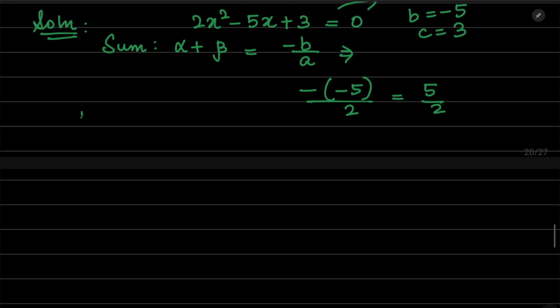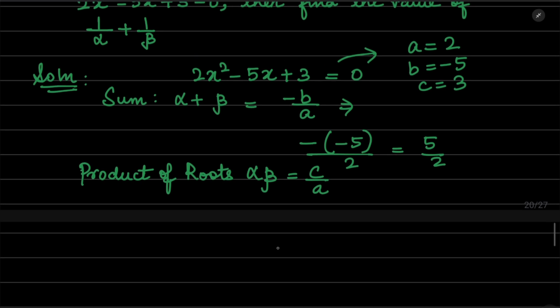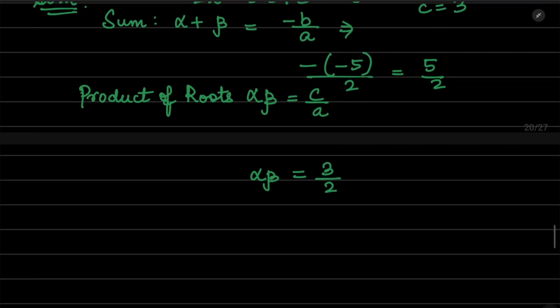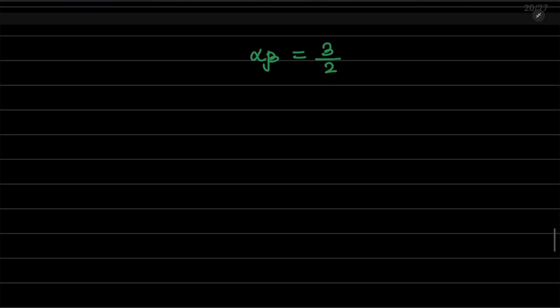And then the product of the roots. So the product of roots will be alpha beta, which will be c by a. So what is c by a? So alpha beta will be equal to, c is 3, a is 2, 3 by 2. Okay, so you have got alpha plus beta, and now let us write what you have to find.